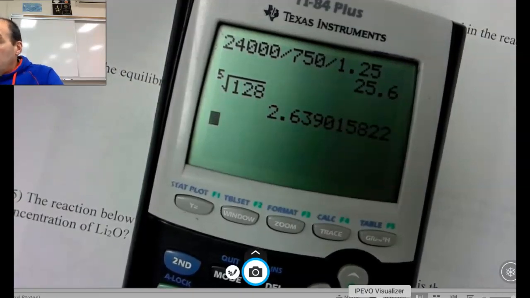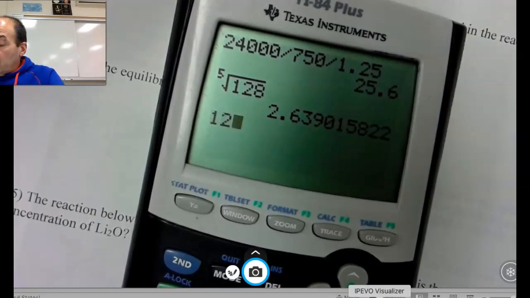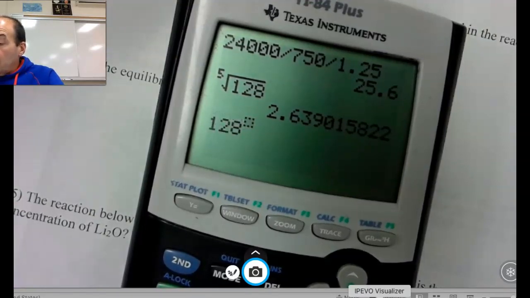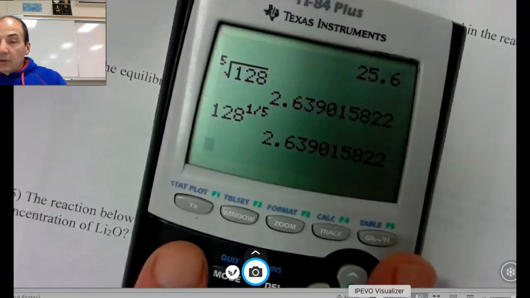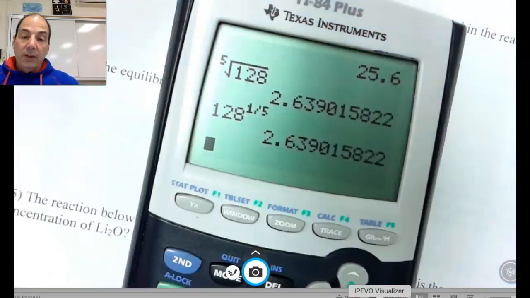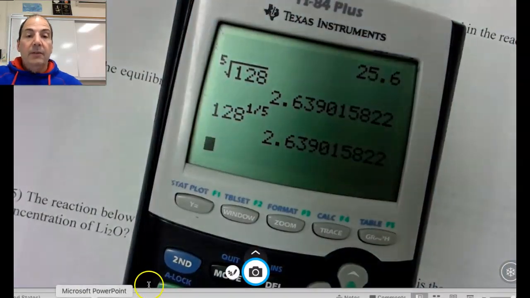Okay, great. Now another way I could do it is I do 128 and I hit the little caret symbol and I say do it to the 1/5. So I could do 1 divided by 5 and it gives me the same answer. What do you know? Okay, so the fifth root means 1/5 power. Anyway, there's 2 ways that you could go about doing that.